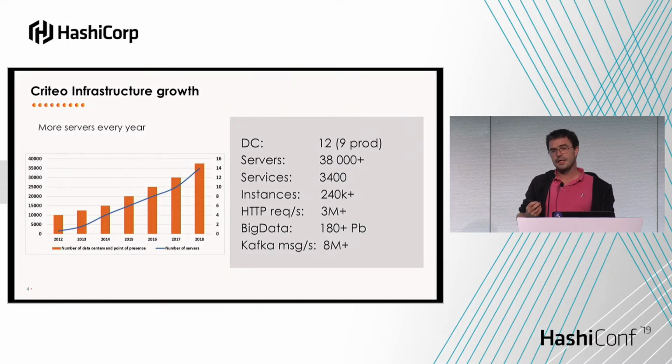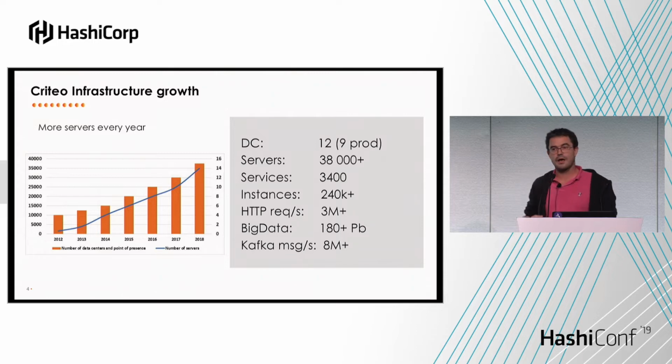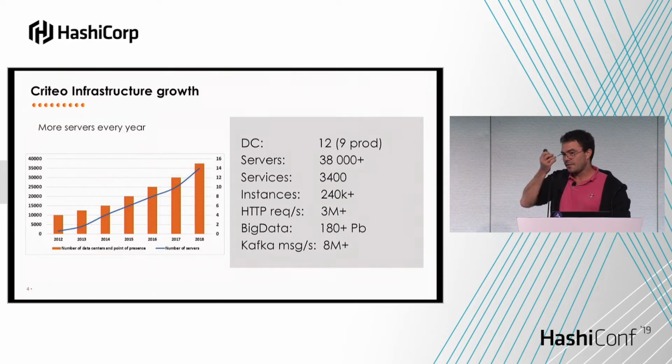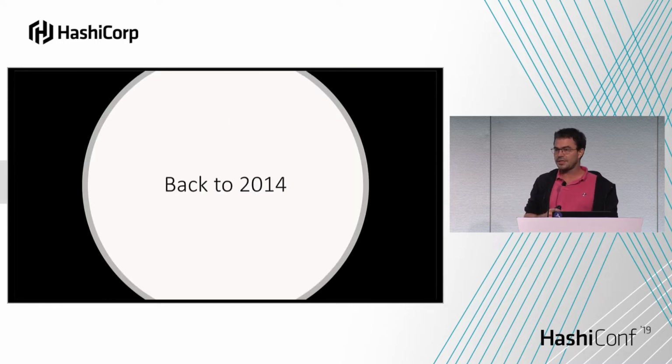All this data is sent to Kafka, where we are ingesting more than 8 million messages per second all the time, in order to feed our big data Hadoop clusters, where we've got more than 180 petabytes of data. So it's clearly a big infrastructure. And so let's go back a few years ago.